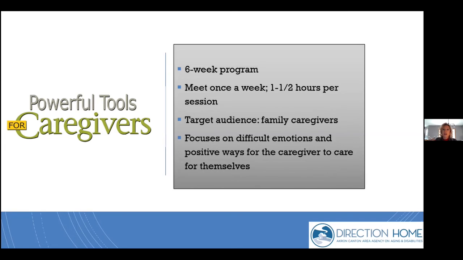And throughout this class, we really focus on those difficult emotions that caregivers go through that we don't even really want to admit we feel. We feel frustrated sometimes with our situation. We can get angry with the situation. And we look at positive ways for that caregiver to get through all of these difficult emotions and difficult situations that they are now in, and allow them to say it's okay and actually really necessary to slow down and take care of themselves so that they can be a better caregiver.